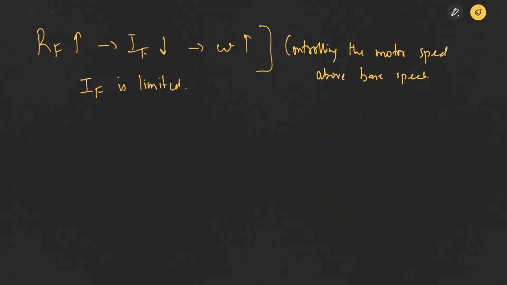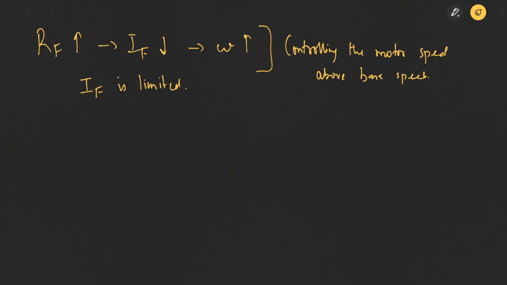So there will be a limit to which we can operate the motor under the field control method. That will be the base speed. Above base speed we can easily increase the value. We can keep on increasing RF so that IF decreases.